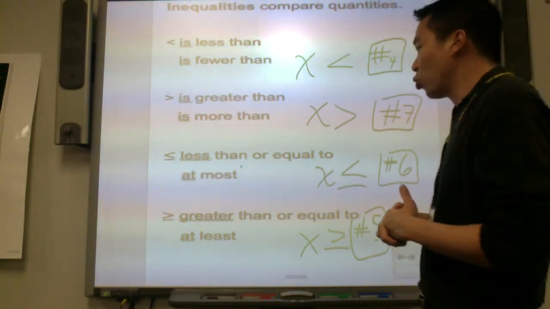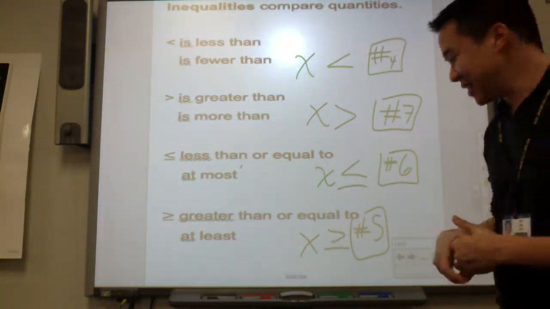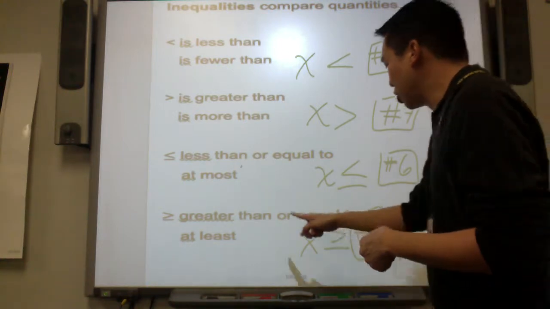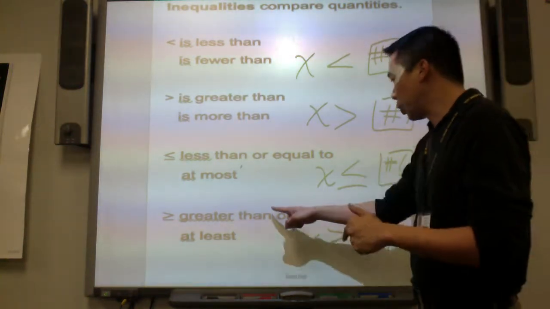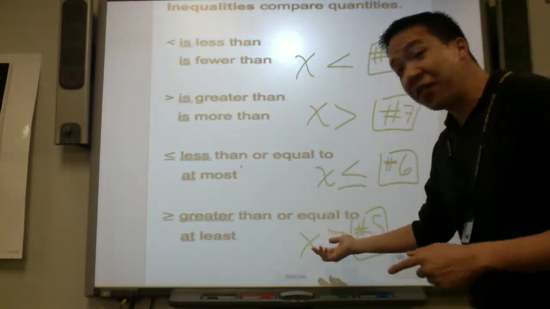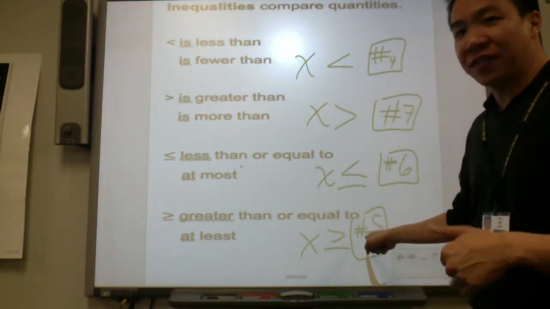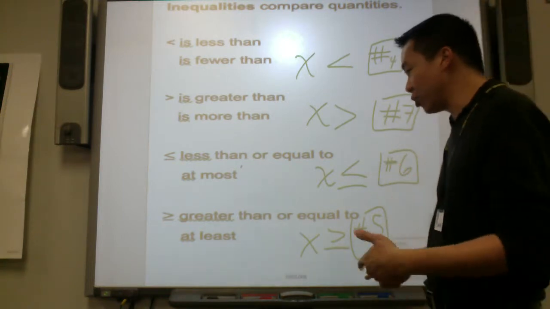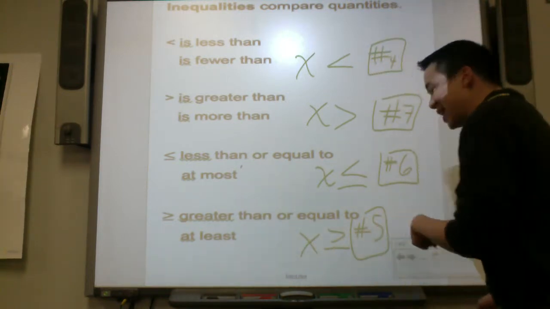And last but not least, greater than or equal to, or at least 5. Name some numbers that are greater than or equal to 5. 6 is greater than 5. 5 is greater than or equal to 5. It's 5, 6, 7, 8, 9, 10, 11, 12, because the least amount it could be is 5.